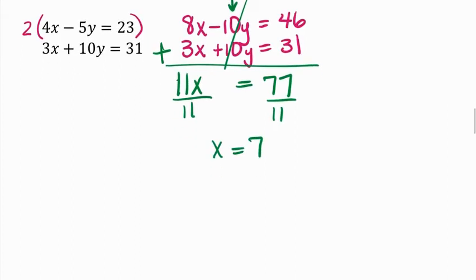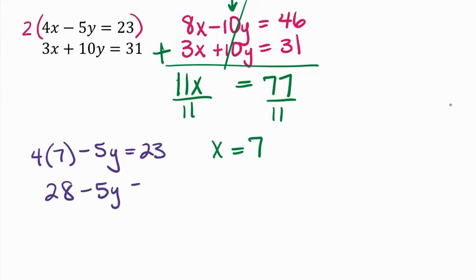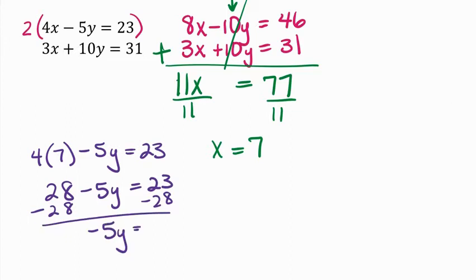Once we have our x, we're going to take that guy and plug it back into either equation to solve for y. I'm going to go with the first one, a little bit smaller numbers. So 4 times our x, which is 7, minus 5y equals 23. Oops, 23, not 25. That's 28. I'm going to subtract the 28 over so I can solve for y. We get negative 5y equals -5. Divide by -5. So y equals 1.